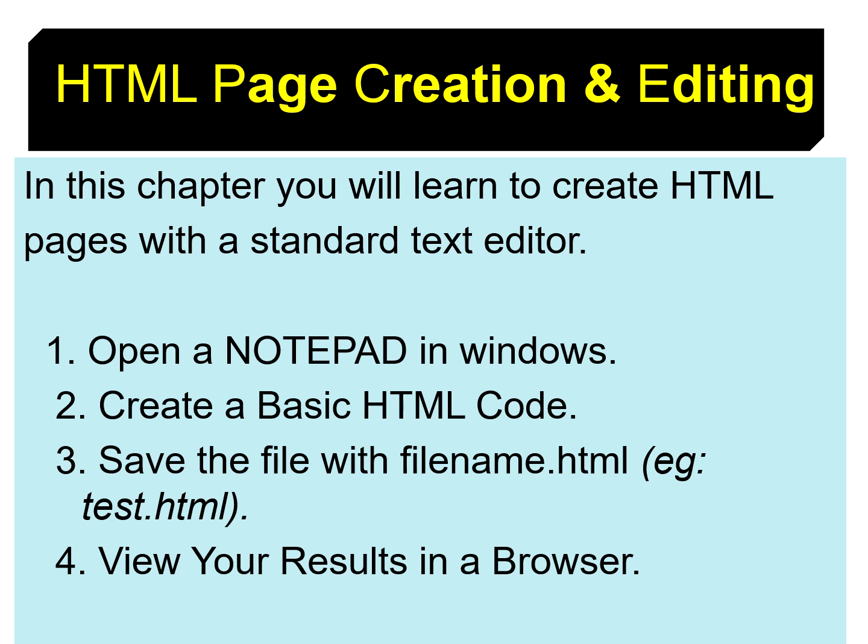So next one, HTML page creation and editing. In this chapter, you will learn to create an HTML page with a standard text editor. Open Notepad in Windows, create basic HTML code, then save the file with filename.html. For example, if your file name is test, then you have to save the file as test.html. Then view your result in your browser.